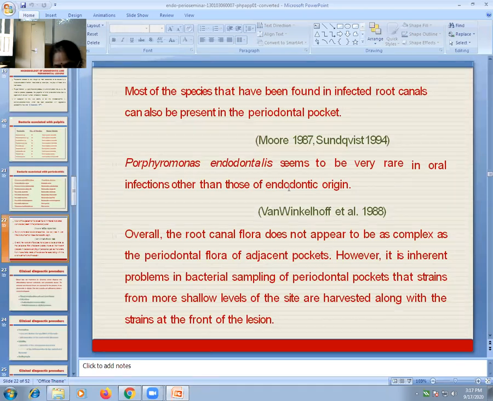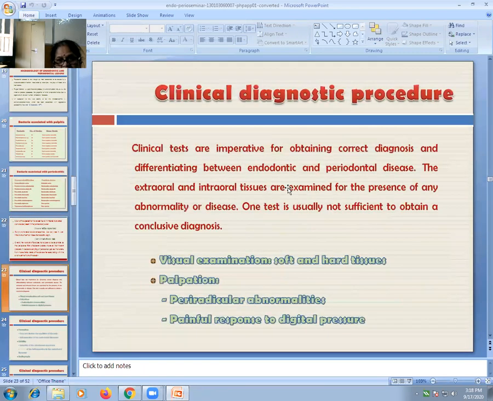Whatever pathogens are present in the pulp, most of them will always be present even in the periodontal pocket. So they get involved with the periodontal flora, and they will be available in the periodontal flora.